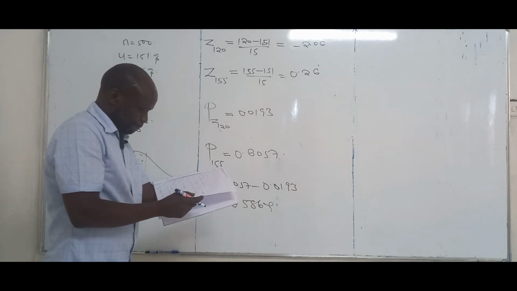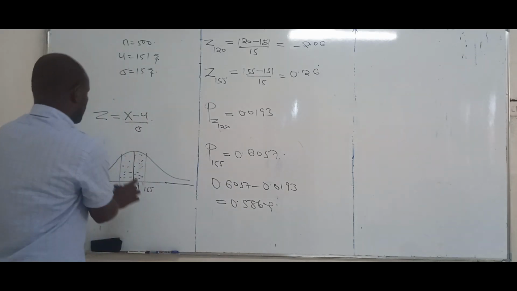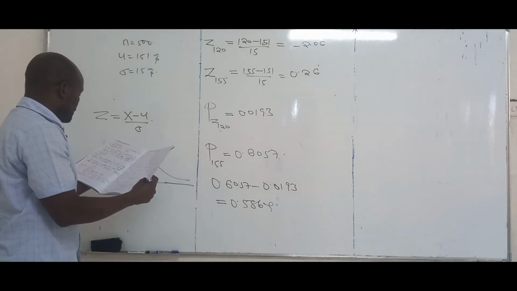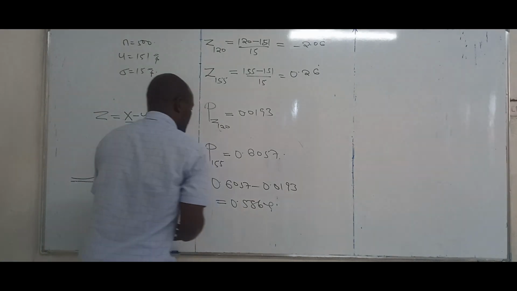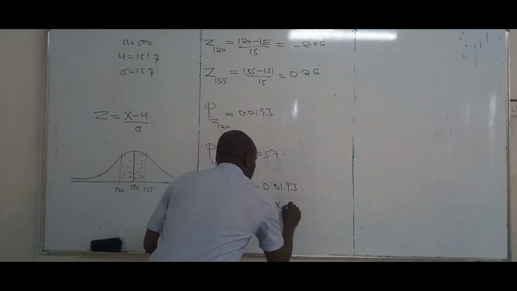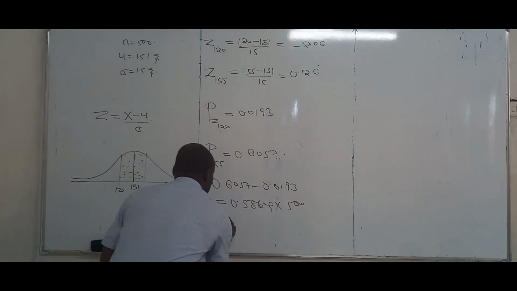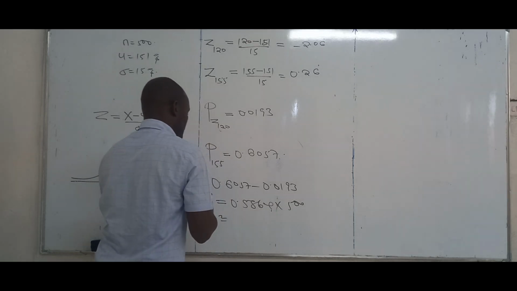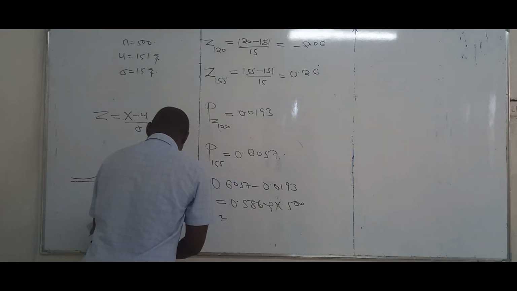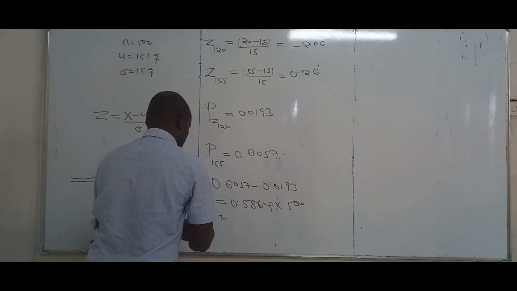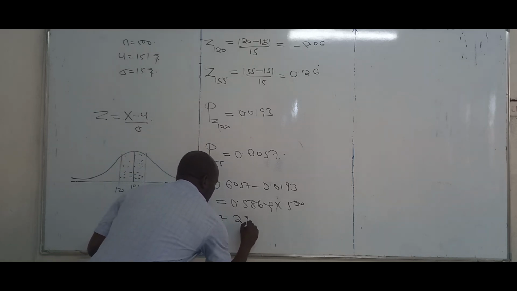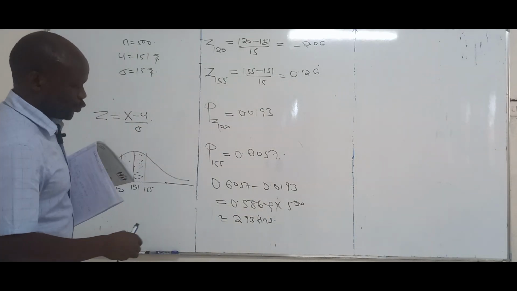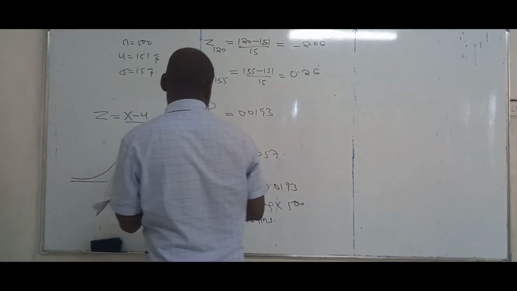Then if that's the case, this is the area. But the question required us to get the number of tins that fall between that. So we'll multiply this by 500, and that should give me approximately 293.2. That's approximately 293 tins.